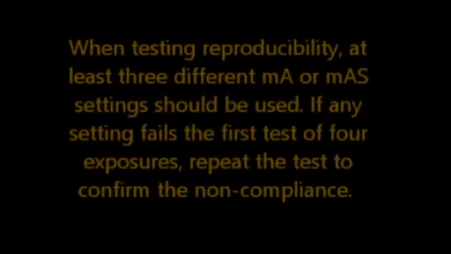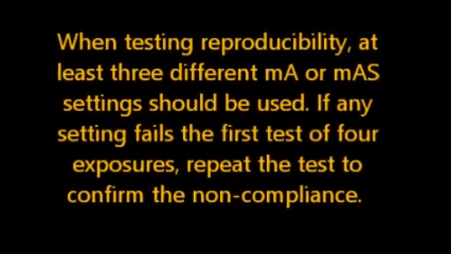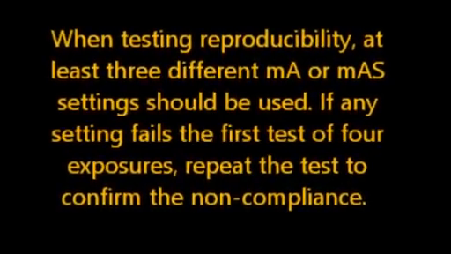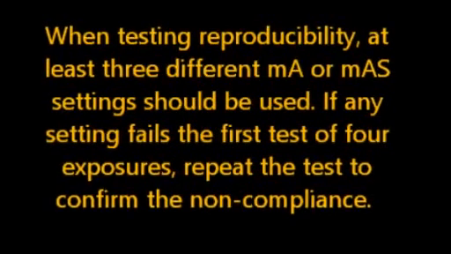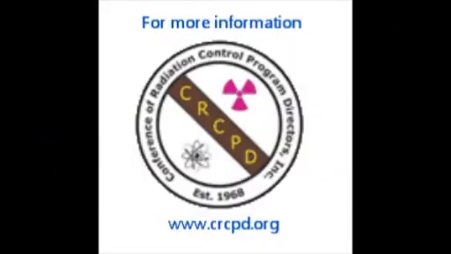In summary, when testing reproducibility, at least 3 different mA or mAs settings should be used. If any setting fails the first test of 4 exposures, repeat the test to confirm the non-compliance. As a radiation control program inspector, your efforts to verify that X-ray machines produce consistent exposures is part of the task of assuring patients receive the best quality image without unnecessary radiation exposure.